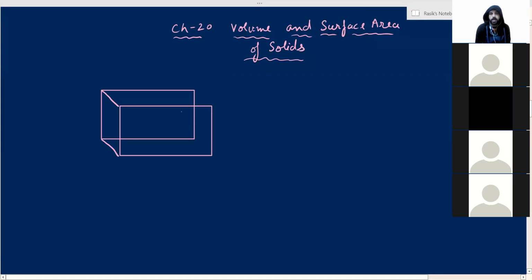Do you have a box kind of thing with you right now? You all must have seen a mobile box. Mobile phone boxes are in which shape? They are in the shape of a cuboid. So how many surfaces are there in that box? There are six surfaces.